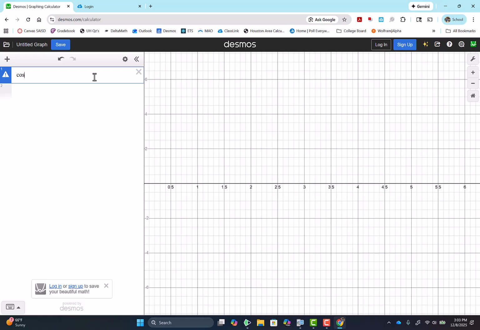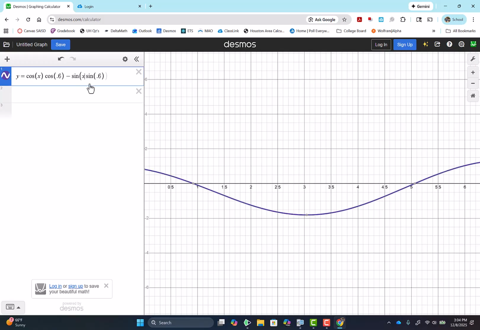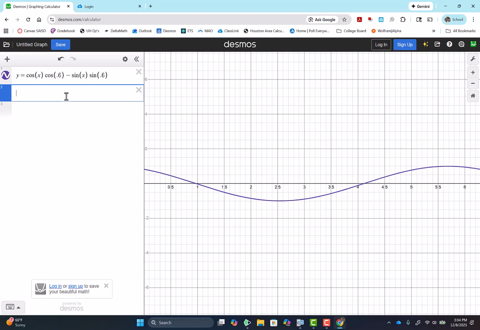Cosine x, cosine 0.6, plus or minus sine x, sine 0.6. So there it is. I got to put y equals, I guess. Hey, where is it? Oh, I guess it wants the parentheses on the x. Okay, there it is. All right, here we go.